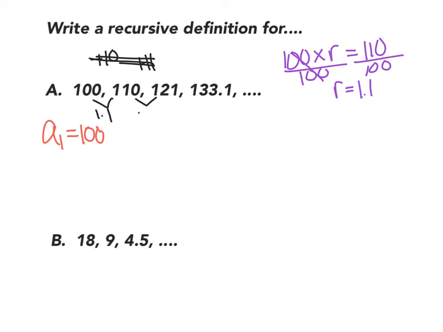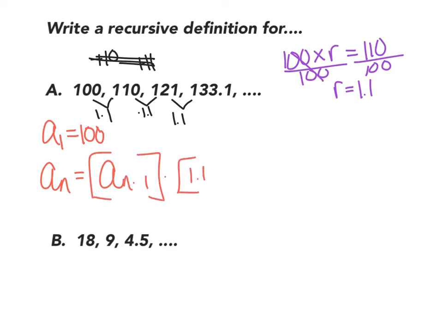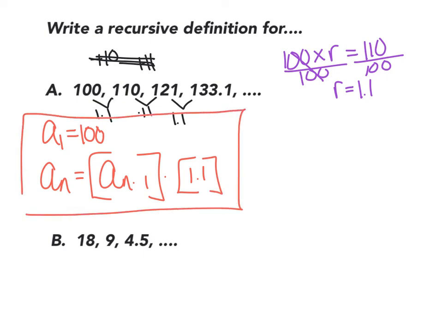Is 110 times 1.1 121? Grab your calculator, test it out. 110 times 1.1. Why, by golly, it is. Let's see if it works for the next one. Is 121 times 1.1 133.1? It is. So here's my rule. A sub n equals, I'm going to take the previous term, a sub n minus 1, and I'm going to multiply it by 1.1. And there you have a recursive definition.